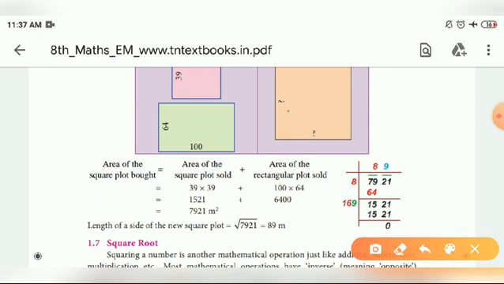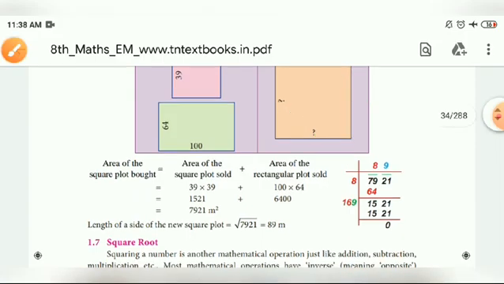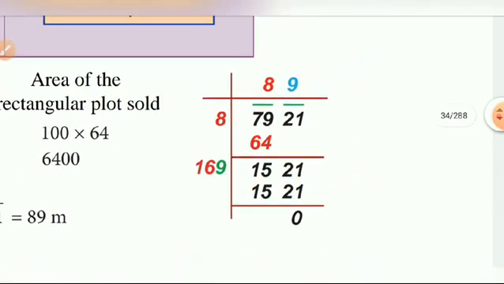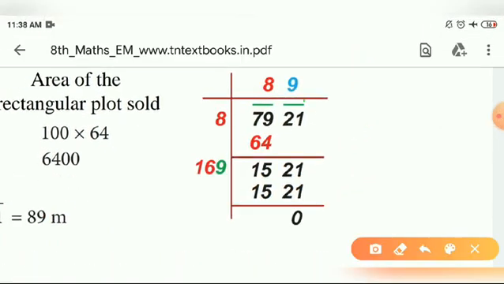Next, find the total. 1521 plus 6400 means we get 7921 meter square. It is the total area of the new plot. Next, we want to find the length of each side. In the previous question also we studied, find the square root means we get the length of each side. So listen here, find the square root of 7921.